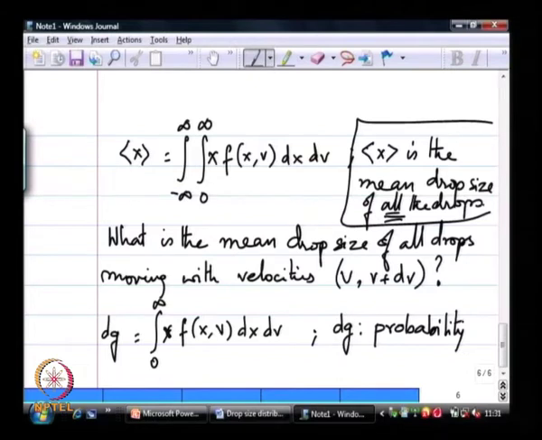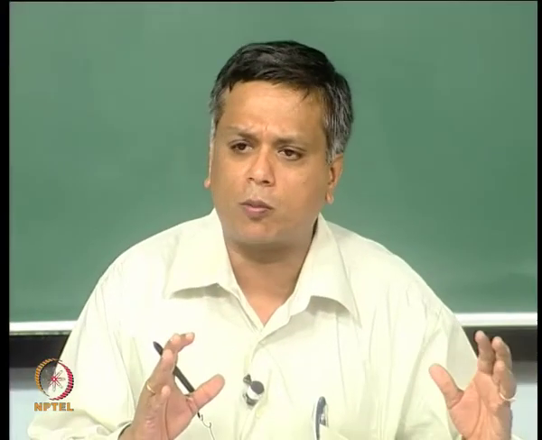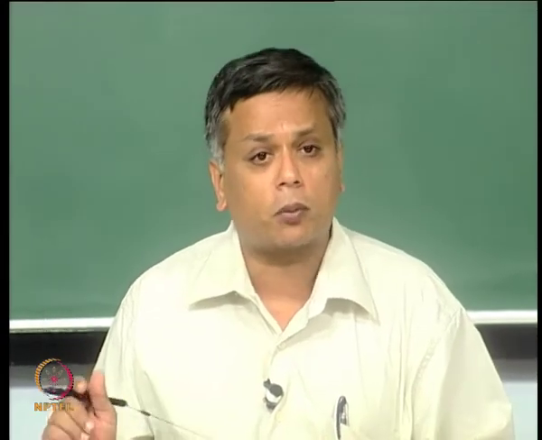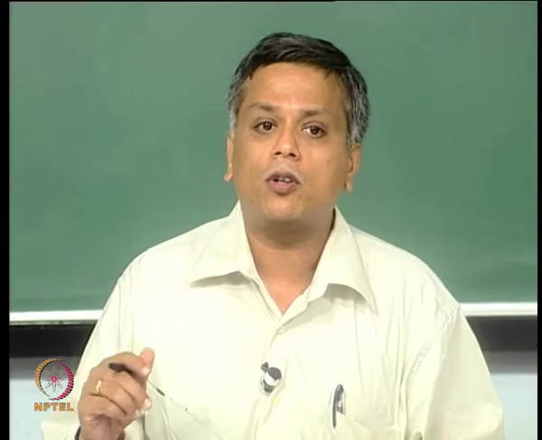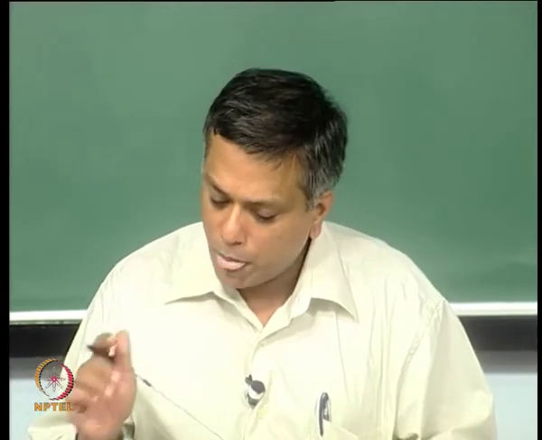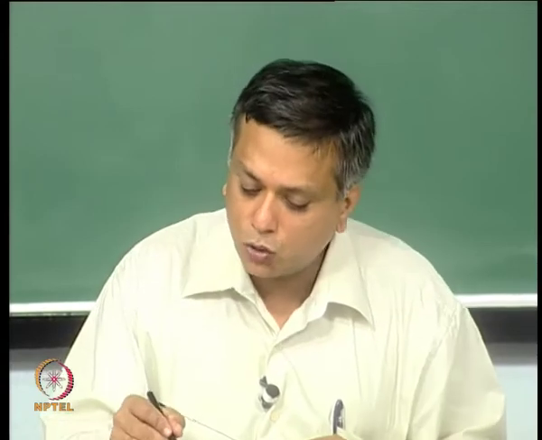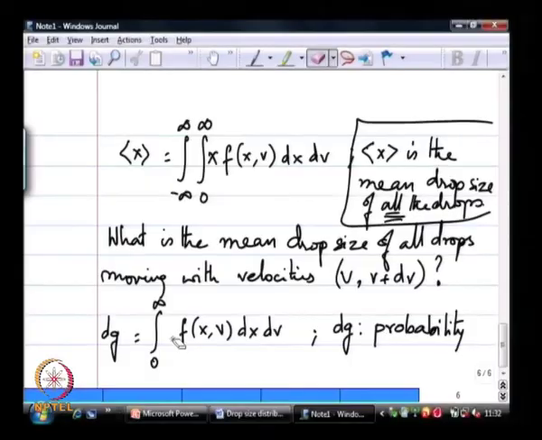Now, this dg is a probability. Because I have taken the probability f of x comma v dx dv, and then I have taken all the probabilities and added them up, but I have not added up all the possible probabilities over all the range of v going minus infinity to infinity. So, dg is basically a probability of finding a drop of any size. Let us even erase this x, just to get our argument straight with the probability part, and then we will look at the mean part.